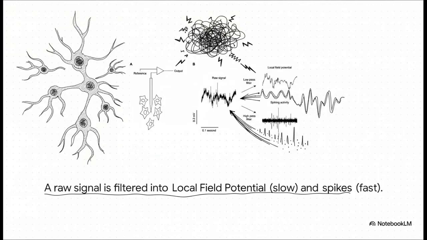A raw extracellular signal like this is actually a mix of different conversations, but with some clever filtering, we can pull them apart. If we use a low-pass filter, we get these slow rolling waves. That's the local field potential, or LFP. It's like the general murmur of the crowd, the combined synaptic activity in the area. If we use a high-pass filter, we isolate these sharp, fast peaks. These are the individual shouts, the action potentials from neurons right next to our electrode.